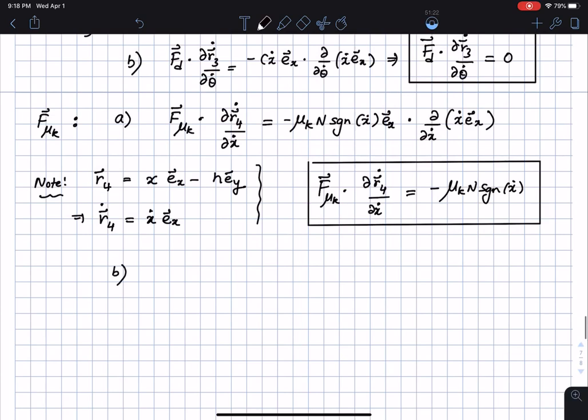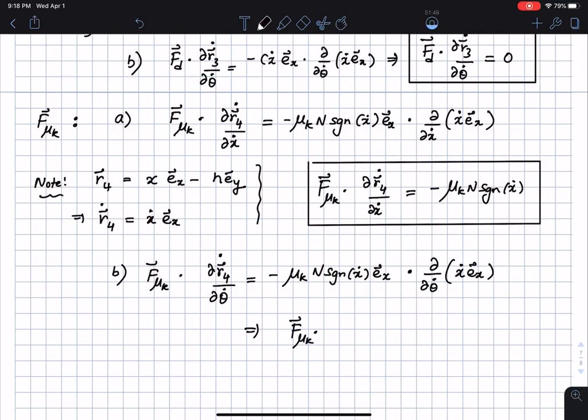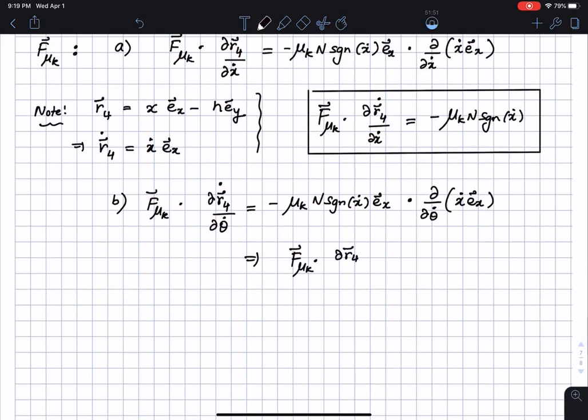And very quickly, F mu k dotted with dr4 dot by d theta dot is going to turn out to be 0 minus mu k times n sign of the velocity vector dotted with d by d theta dot of x dot ex, which is obviously 0. So F mu k dotted with dr4 dot by d theta dot is 0, and there's a dot on top of the r4.